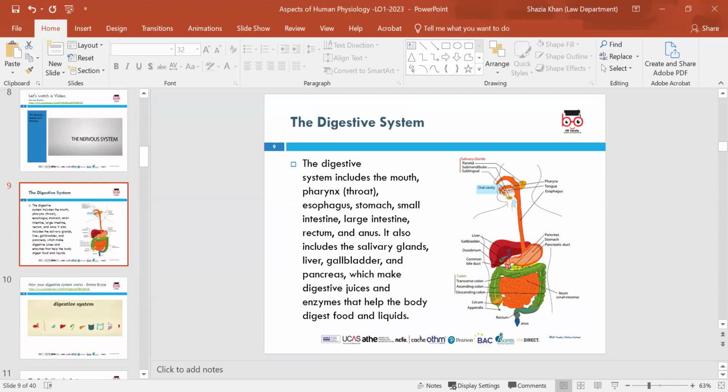The digestive system includes the mouth, throat, stomach, small intestine, large intestine, rectum, and anus, and also the salivary glands. It breaks down and absorbs nutrients from foods and liquids you consume, and your digestive system also takes care of your waste, the stuff that's left over after you digest the food. It turns food into waste, so it could be things like your stool.